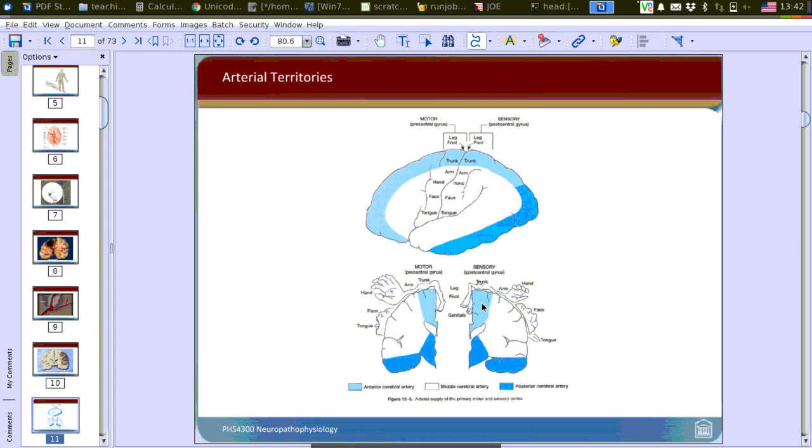So we can tell by the area of damage or the loss of function. In this case, it will be the face and arm, whereas when it's the anterior cerebral artery, it's mostly the leg. So through the loss of function, we can tell which artery was damaged.